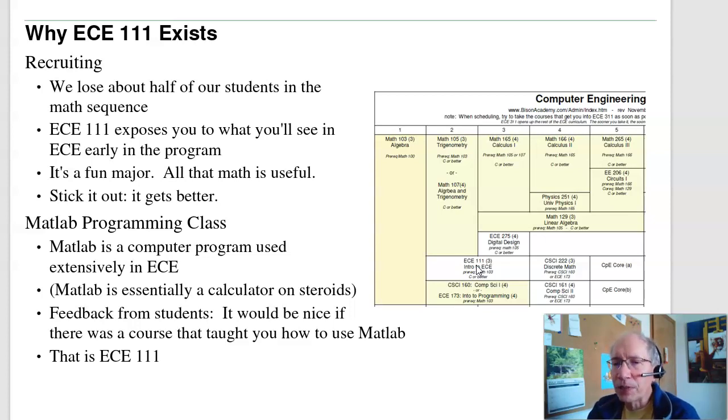The second reason is we use MATLAB extensively. MATLAB is a computer program. Think of it like a calculator on steroids. It's a program that's customizable, which is why MATLAB really took off. It's become the industrial standard in engineering, and it's used extensively in our courses as well. Some feedback from our students is that it would be really nice if we had a course to teach you how to use MATLAB before we expected you to use MATLAB. That's ECE 111. So it's kind of a fun recruiting course that teaches you how to use a computer language, MATLAB.